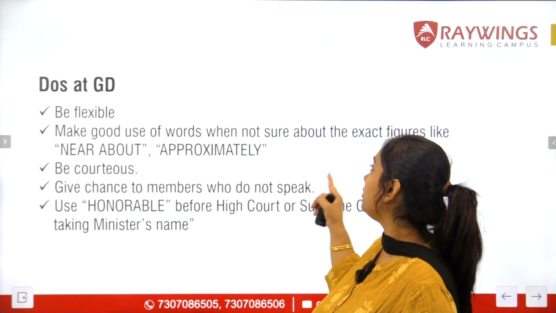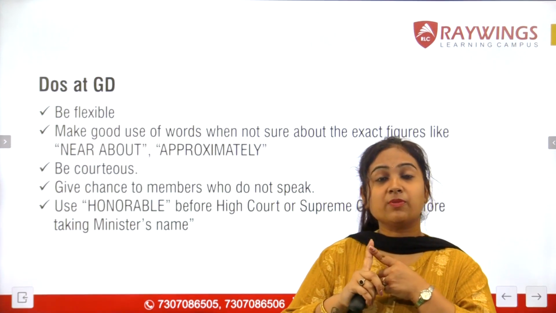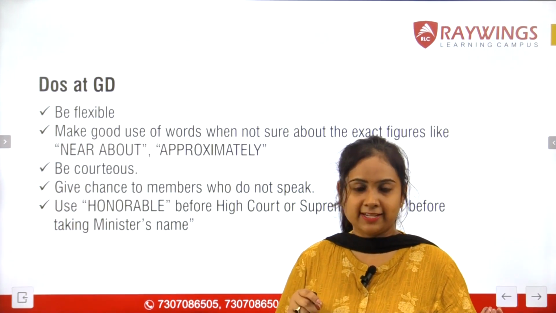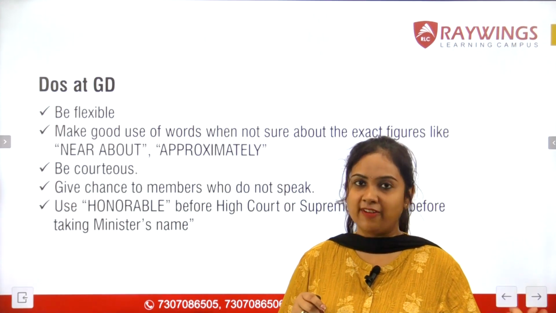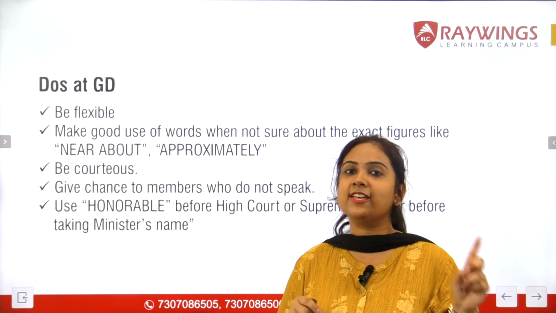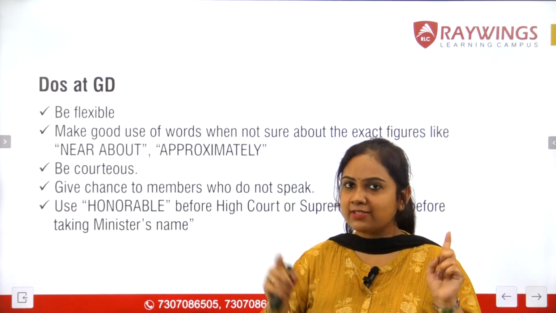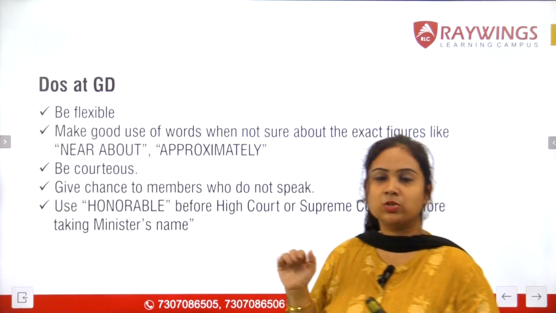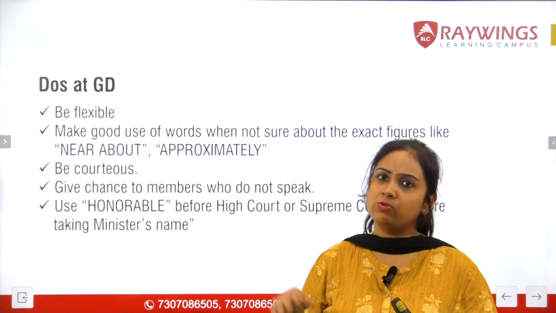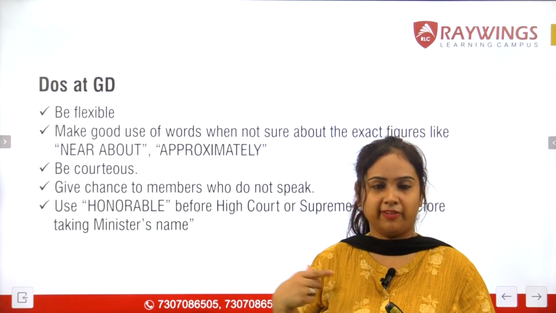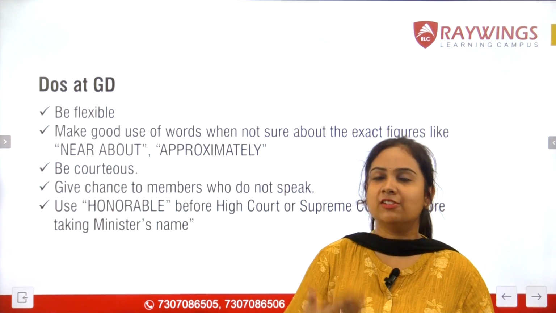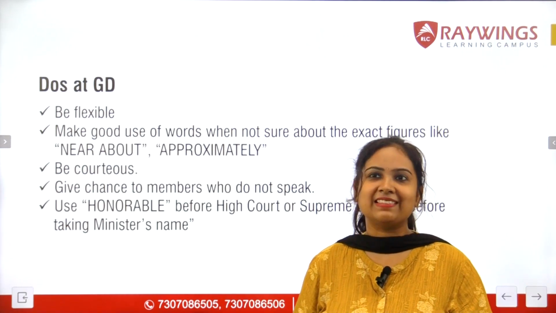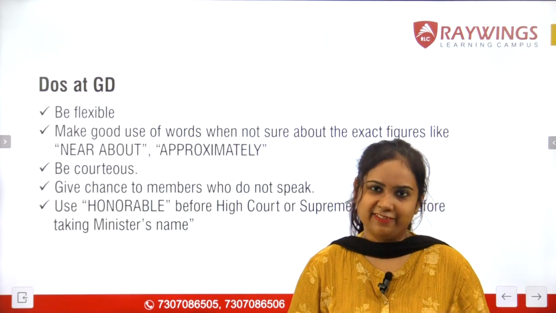Make good use of words when not sure about the exact figure. This is very important, especially in a discussion. Either you are very good with your general awareness and you know the exact figures, or in case you are not aware of them, these are the words which are going to help you out: near about, approximately. Nobody can challenge that. You can always say that you use the word approximately or near about. Then you have to be courteous, not only in group discussion, but in general also. If you are courteous, then you tell a lot about yourself.